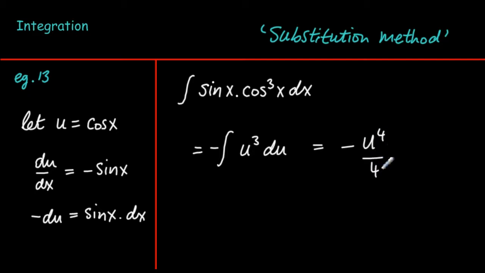So integrate u cubed and just sub back in the original thing, cos x instead of u. So it's minus cos x to the power of 4 divided by 4 plus c. That's the answer.